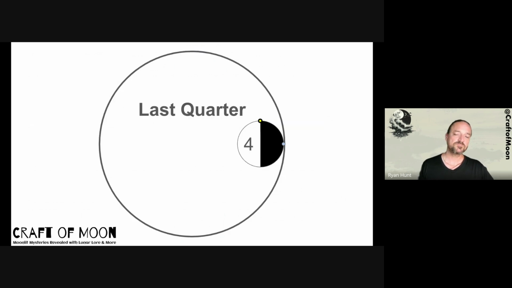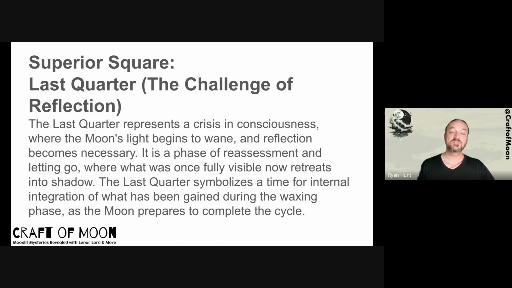Then we have the last quarter. The last quarter is what's called the superior square. It is the challenge of reflection, where we are trying to move back into connection with the sun. The last quarter represents a crisis in consciousness, where the moon's light begins to wane and reflection becomes necessary, introspection.